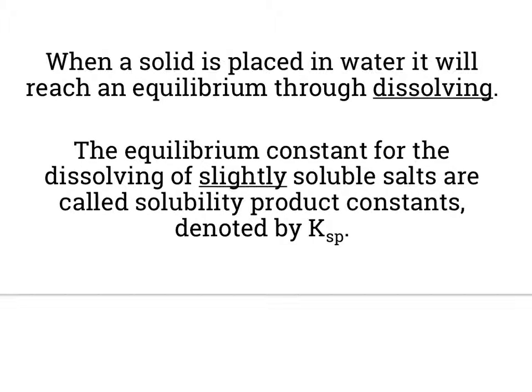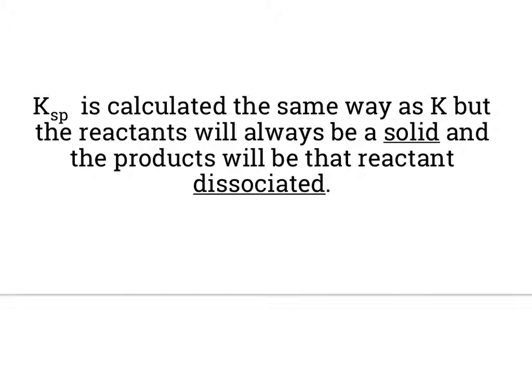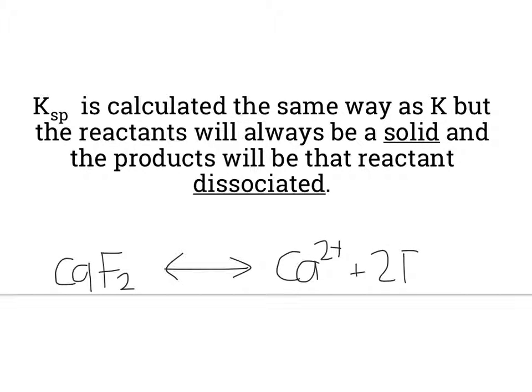But let me get to the next slide, actually. KSP is calculated the same way as any K, but your reactant will always be a solid, and the products will be that reactant dissociated. For example, if I have calcium fluoride and I want to find the KSP for it, that's going to turn into calcium 2 plus and 2 F minus. It always dissociates, and the reactant is a solid.